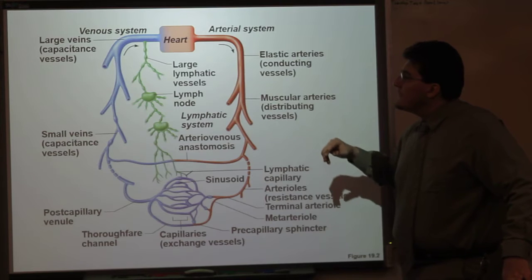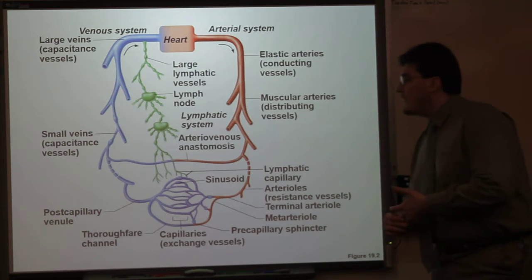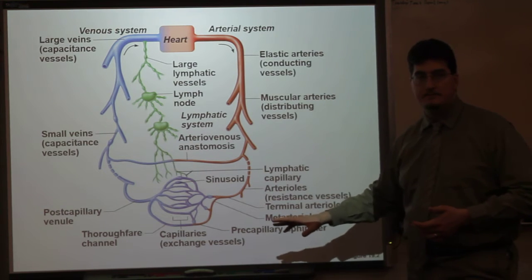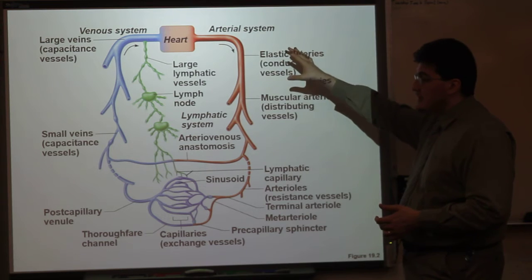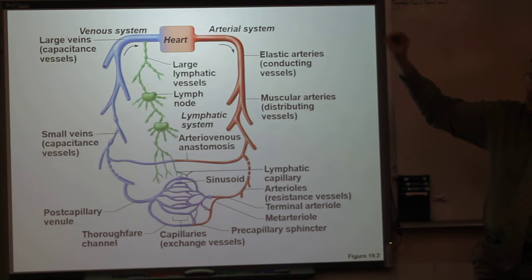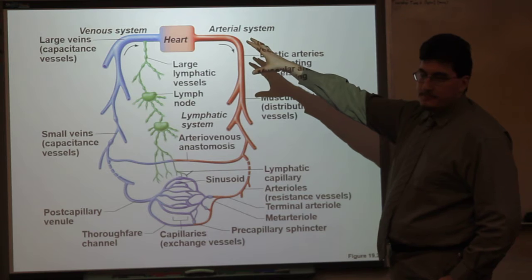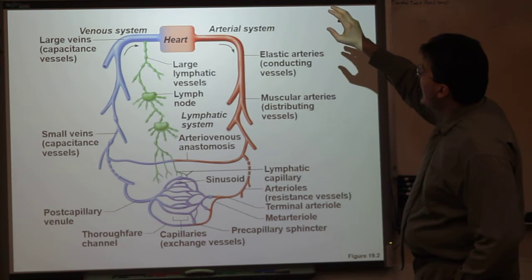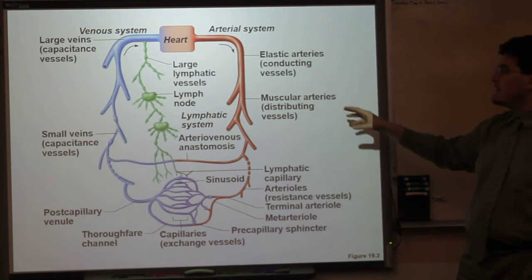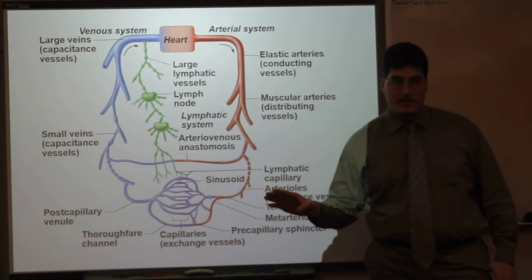So this is going to be a broad strokes overview of the systemic circulation. This is just the systemic circulation. We have removed in this image the pulmonic circulation. So we have our heart, our left heart, and our arterial system is going to start with our elastic conducting arteries, our elastic arteries, and they're going to move to our muscular distributing arteries.